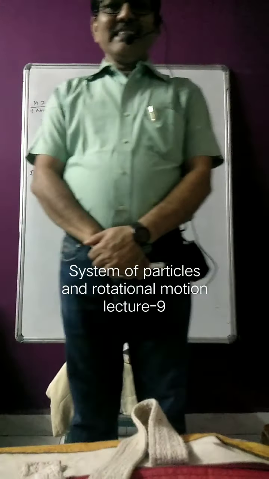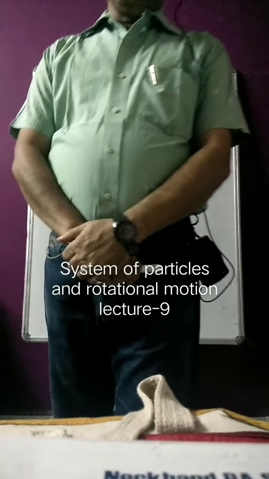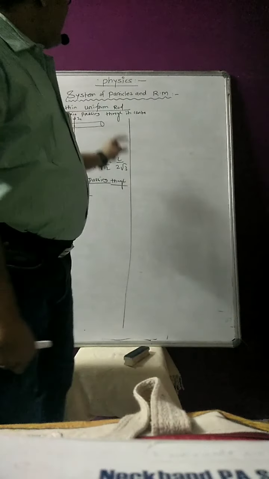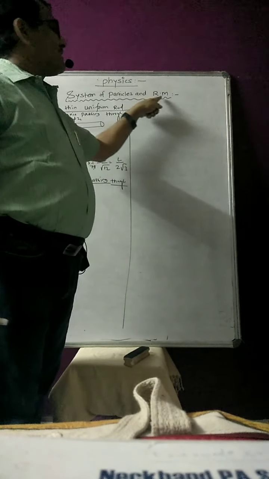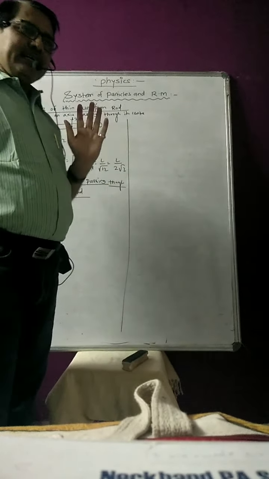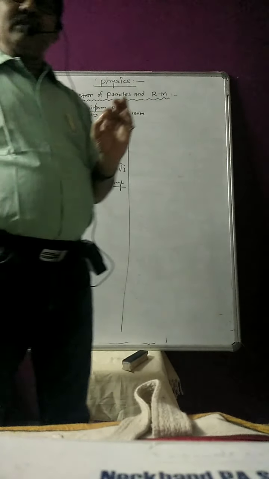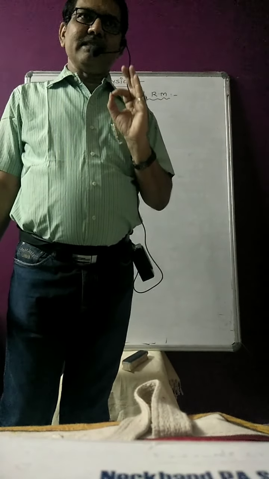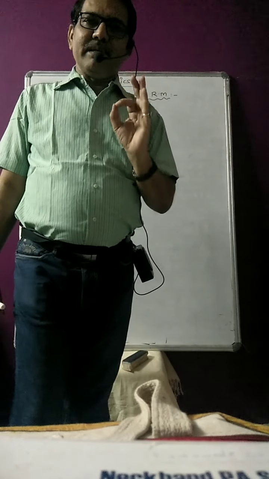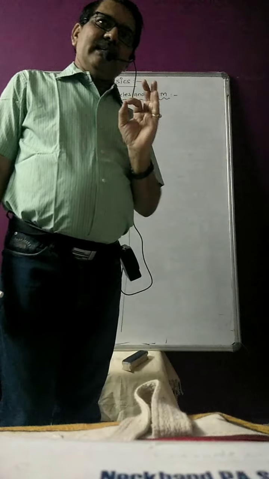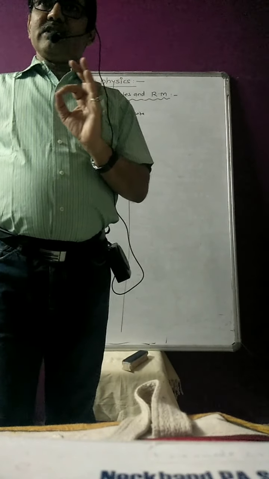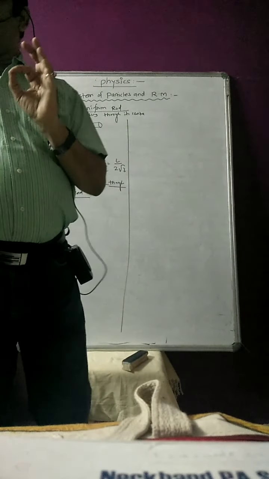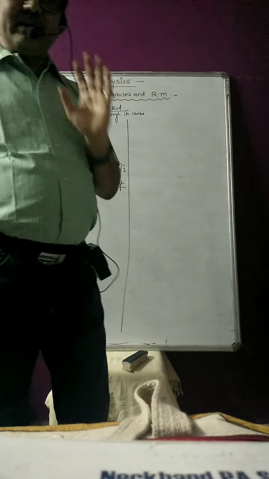Very good morning, students. Today we continue our topic of physics, that is system of particles and rotational motion. Yesterday we learned about two theorems, the parallel axis theorem and the perpendicular axis theorem. In the first theorem you learned I_O is equal to I_C plus MH square, and in the second theorem you learned I_Z is equal to I_X plus I_Y.